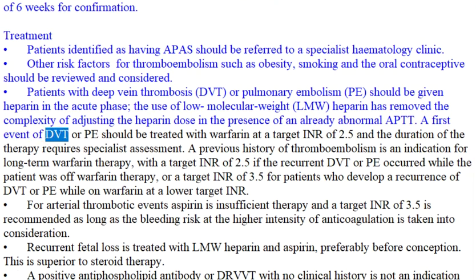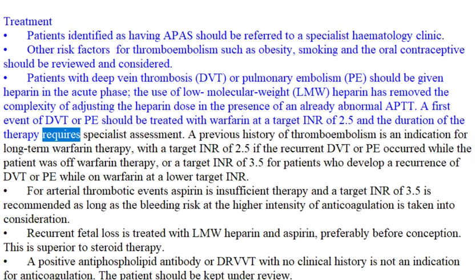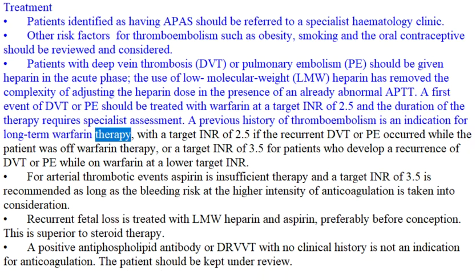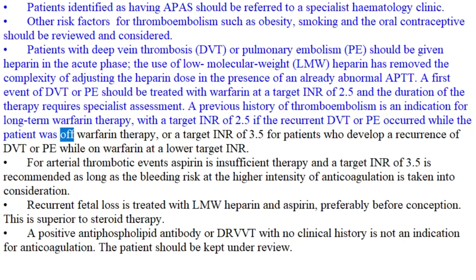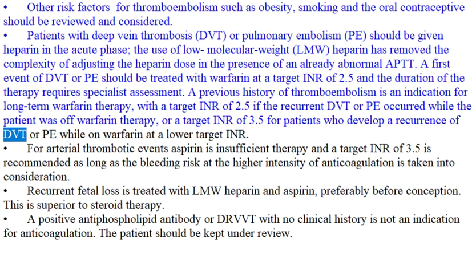A first event of DVT or PE should be treated with warfarin at a target INR of 2.5 and the duration of the therapy requires specialist assessment. A previous history of thromboembolism is an indication for long-term warfarin therapy, with a target INR of 2.5 if the recurrent DVT or PE occurred while the patient was off warfarin therapy, or a target INR of 3.5 for patients who develop a recurrence of DVT or PE while on warfarin at a lower target INR.